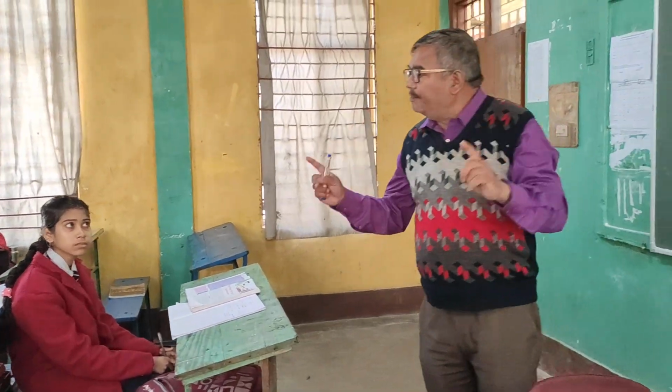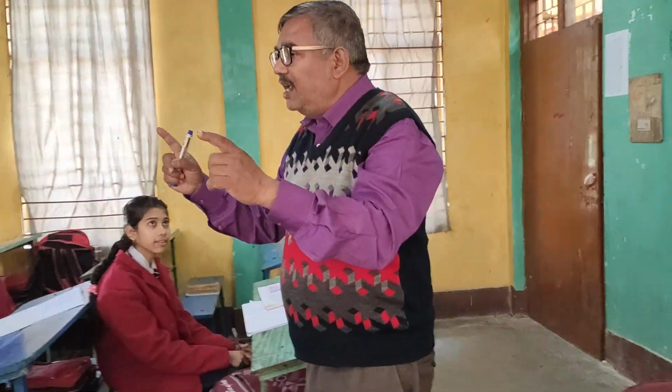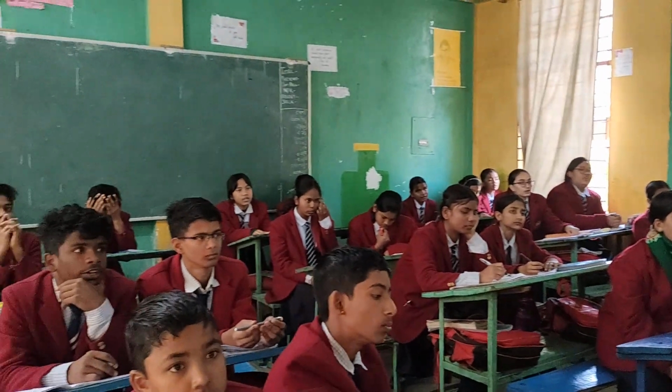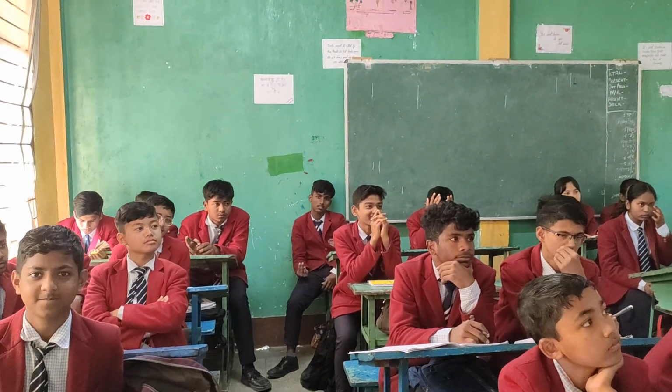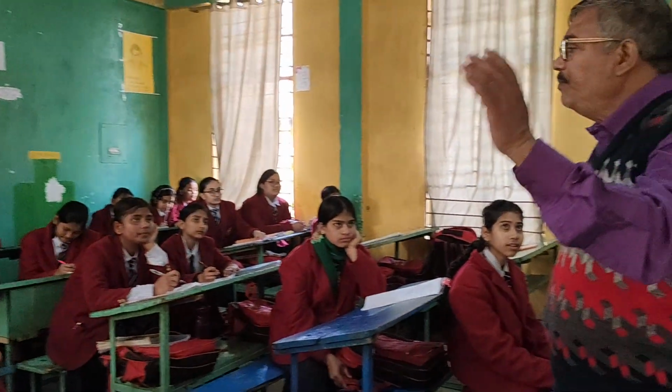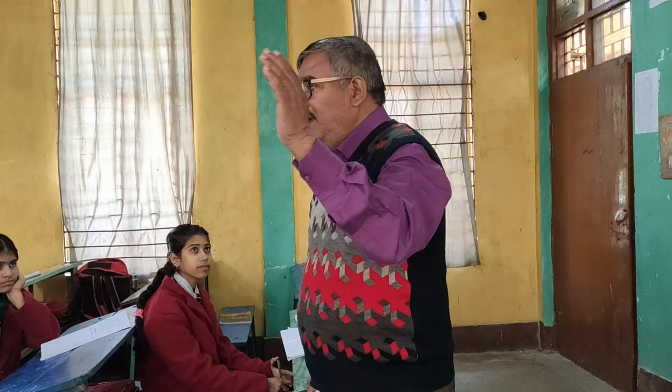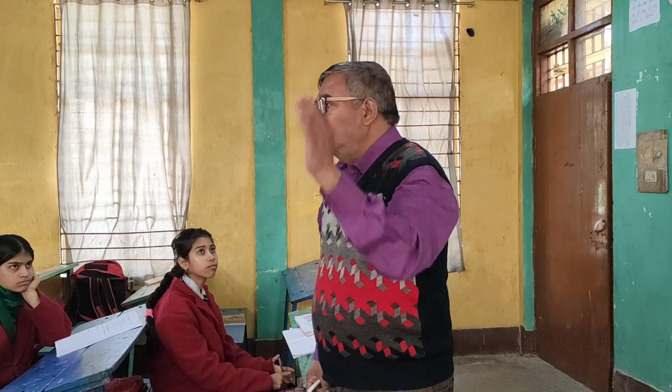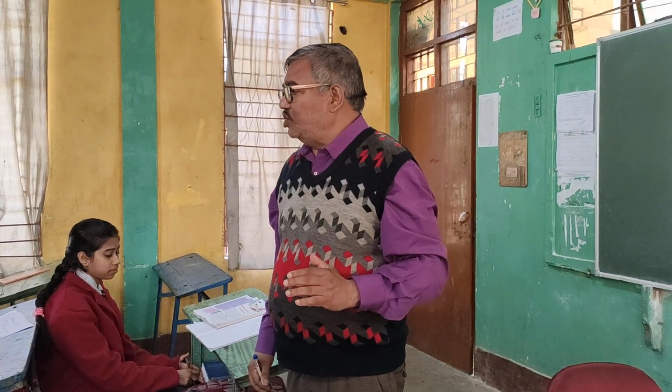Verb means what? Action. Speak with me. Verb means action. Action means what? Action means work means doing something. Once again I repeat or reiterate. Verb means action. Action means work. Work means doing something. Whenever we are doing something that is verb in English.